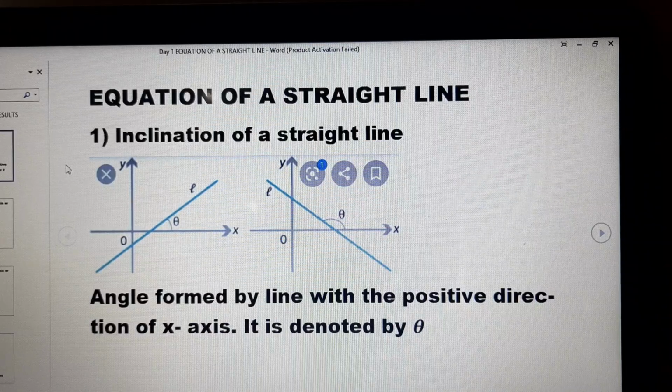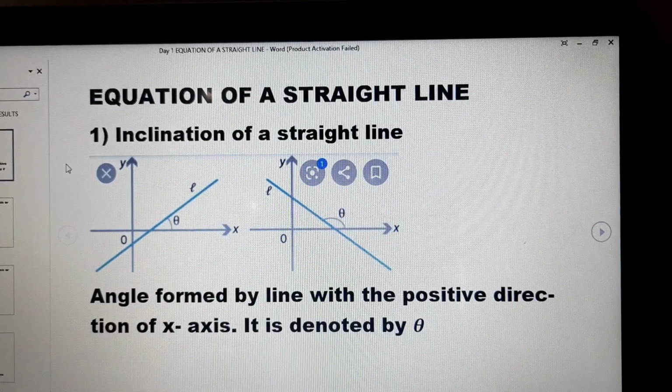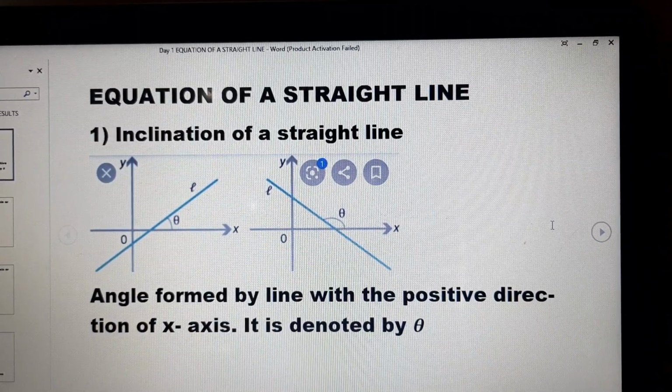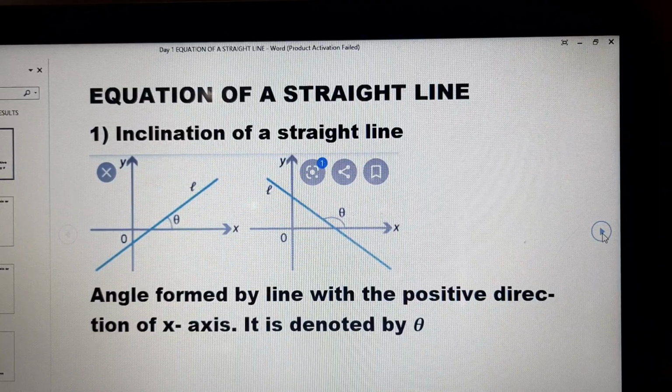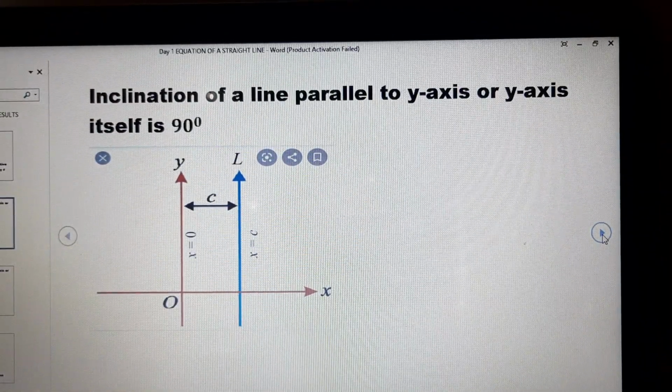Angle formed by line with the positive direction on x-axis is known as inclination of a straight line, and generally it is denoted by angle theta. Fine. And now, two special cases.